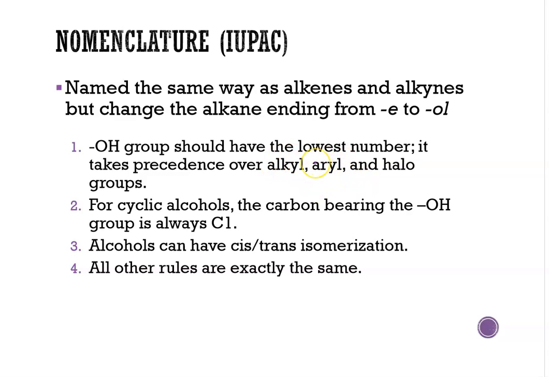The aryl is just the aromatic groups. The only aromatic group that we've talked about is benzene. So benzene is called a phenyl group, so it takes precedence over all of those things. If we have a cyclic alcohol, then the carbon that contains the OH group is always going to be carbon number 1, and then we begin naming from there. Alcohols can have cis-trans isomerization, and then everything else is the same.